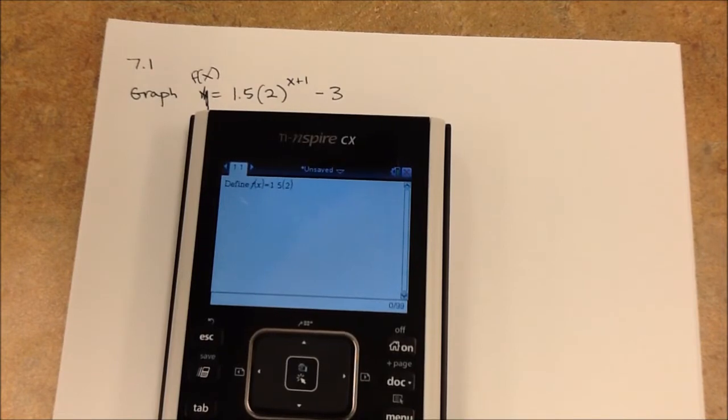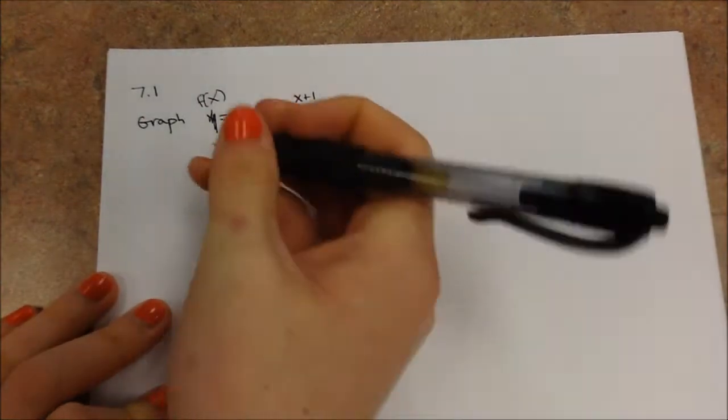And then you'll hit your little caret key, so you can type in a power, x plus 1, and then make sure you hit tab, so the minus 3 ends up separate from the x plus 1. And then hit enter in your calculator, we'll just say done. That just means it's stored the function in. And then we're going to make a table.